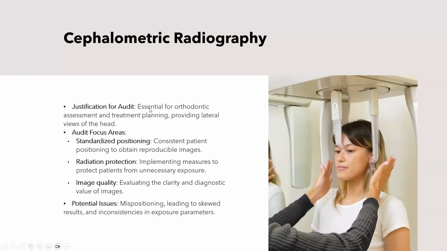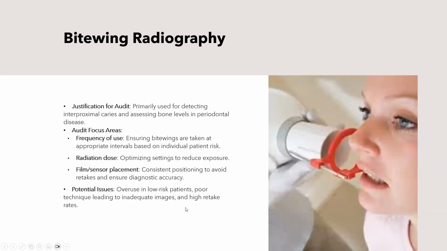Justification for audit is essential for orthodontic assessment and treatment planning, providing lateral views of the head. Audit focus areas: standardized positioning, consistent patient positioning to obtain reproducible images; radiation protection, implementing the measures to protect patients from unnecessary exposure; image quality, evaluating the clarity and diagnostic value of images. Potential issues: mispositioning leading to skewed results, and inconsistencies in the exposure parameters. Bite wing radiography.